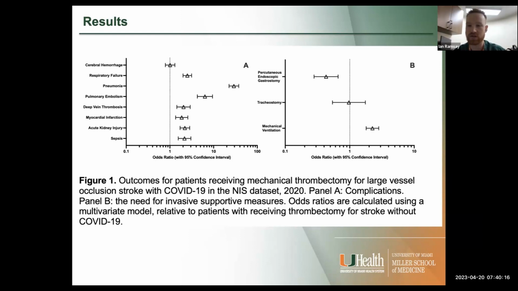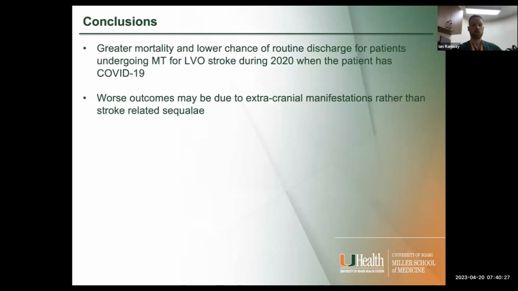And for invasive supportive measures, lower odds of PEG for COVID-19 patients, and perhaps as expected in COVID-19 patients, higher odds of mechanical ventilation. So what we conclude is that there's greater mortality and lower chance of routine discharge in these patients. And we believe, although we can't say for sure, that possibly the worse outcomes are actually due to extracranial manifestations, given the higher rates of medical complications, in the context of what we don't think is worse stroke-specific complications in the COVID-19 patients.